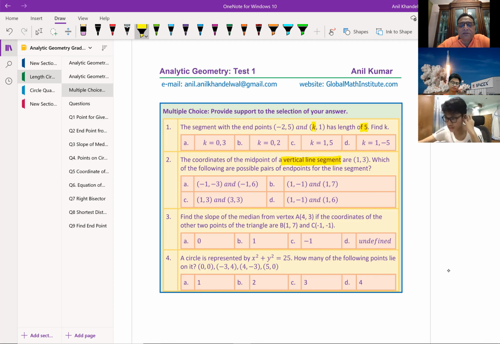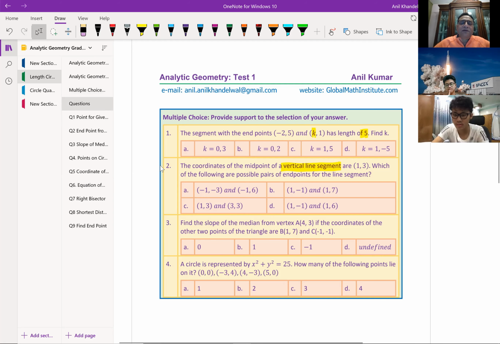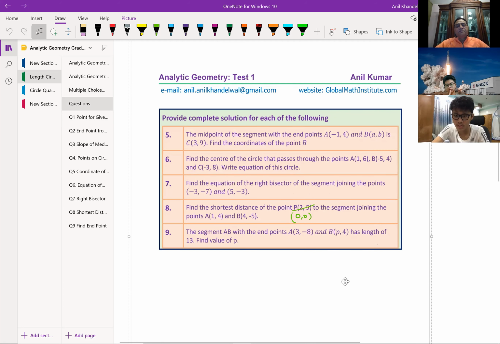Question number 4 is: a circle is represented by x squared plus y squared equals 25. How many of the following points lie on it? So basically, you should be substituting these points and see which one lies and which one does not lie on it, correct? Here are the next 5 questions. So we'll have 9 questions all in today's discussion.